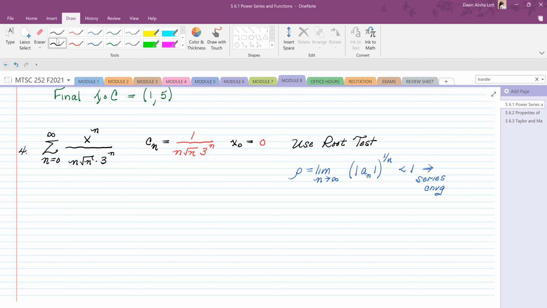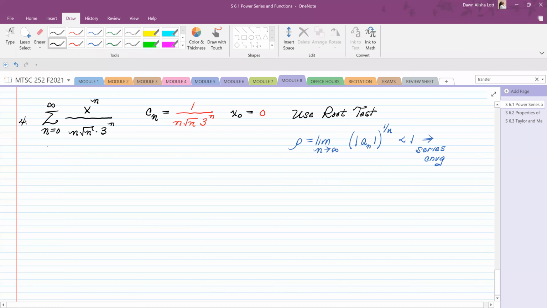Okay. So now what's an? Please write that on your paper for me. What is an and an plus 1? Oh, we don't need that. Sorry, we don't need an plus 1. We need an, and then we need the absolute value of an to the 1 over n power. That's what we need.